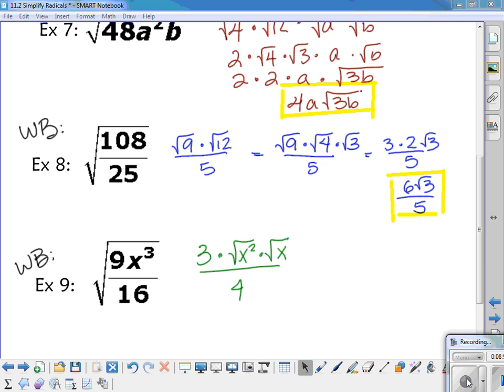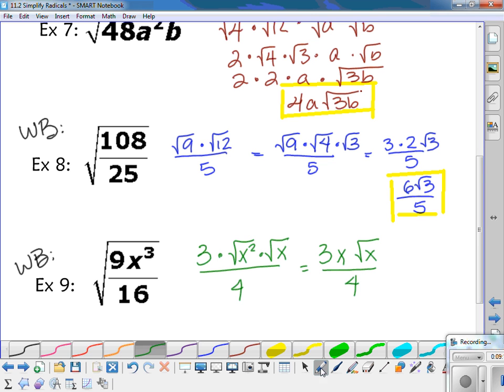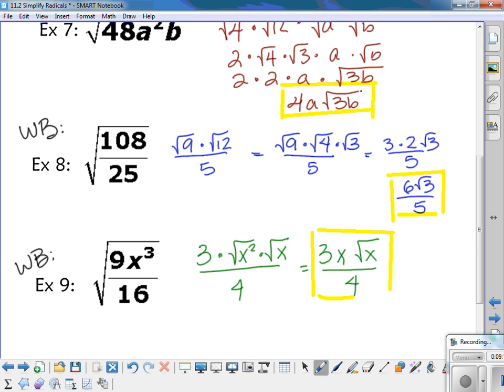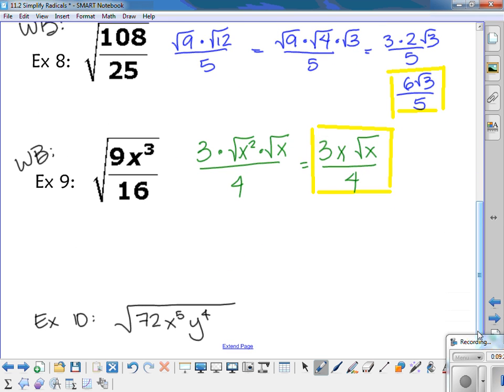Okay, so we have 3 times the square root of x squared times the square root of x times 4. So the square root of x squared is what? What's the square root of x squared? It's just x, right? And then we still have a root x, and then all over 4. All right. Last one for your whiteboards. Square root of 72, x to the 5th, y to the 4th.